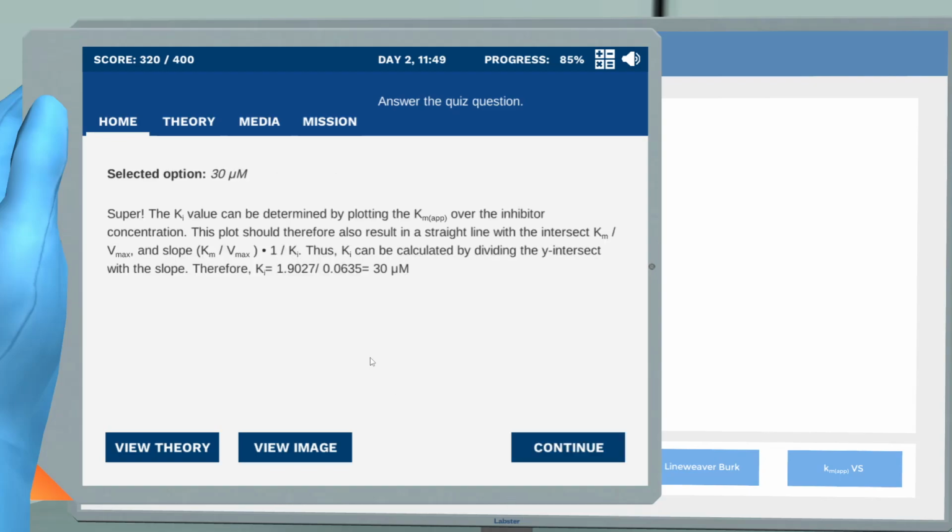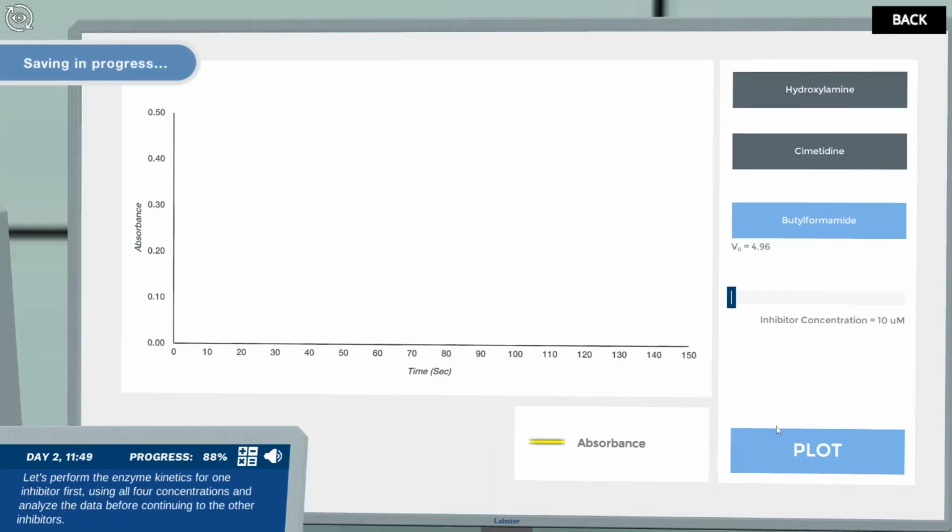Super! The Ki value can be determined by plotting the Km over the inhibitor concentration. This plot should therefore also result in a straight line with the intercept Km divided by Vmax, and slope Km divided by V. Let's perform the enzyme kinetics for one inhibitor first, using all four concentrations, and analyze the data before continuing to the other inhibitors.